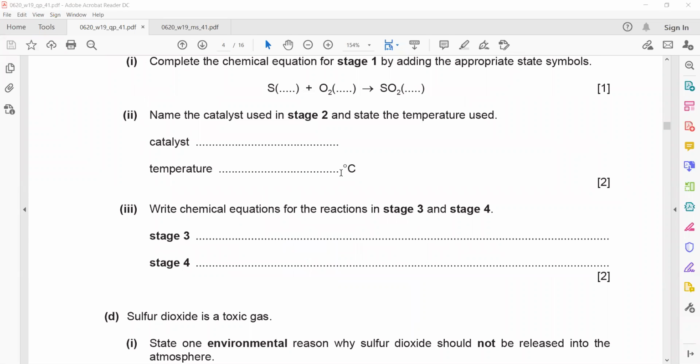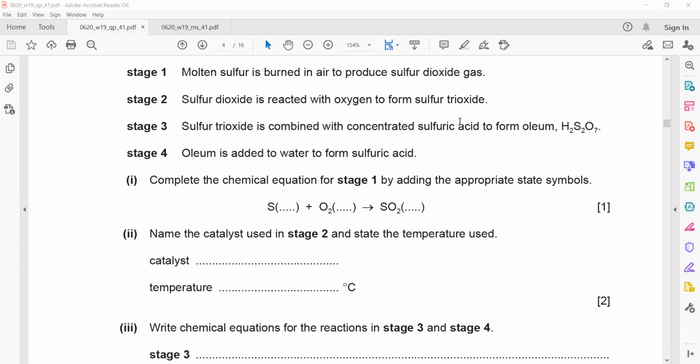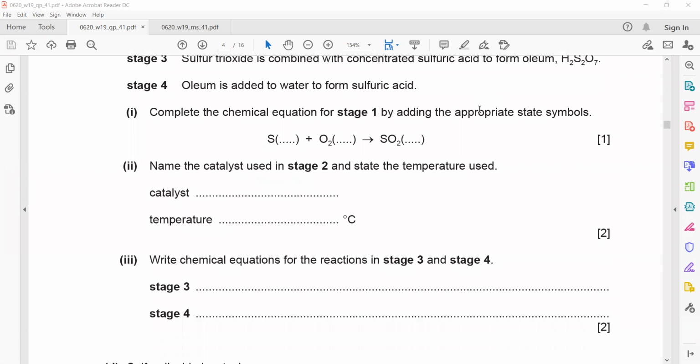Write a chemical equation for stage 3. Stage 3 is sulfur trioxide combined with sulfuric acid to form oleum. So sulfur trioxide mixed with sulfuric acid to form oleum, which is H2S2O7.